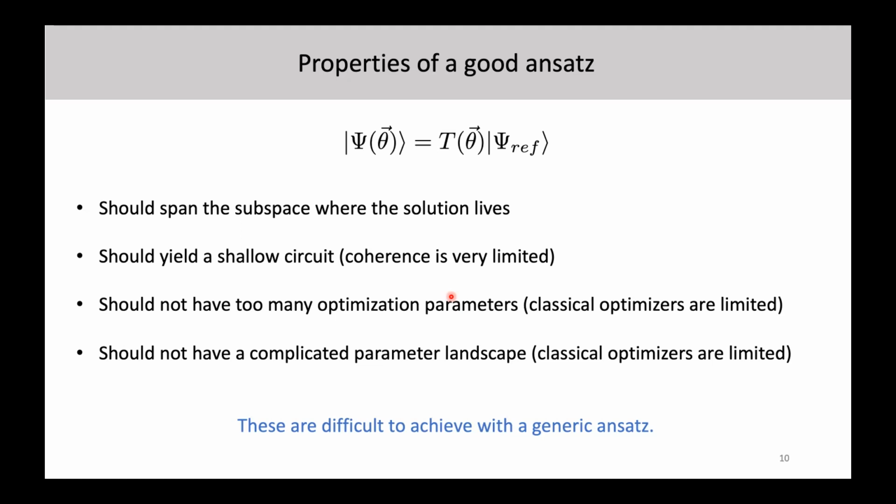It shall not have too many optimization parameters because, although in VQEs we're trying to offload as much of the task onto the classical machine as possible, classical optimizers are not infinitely robust, and so we need to make sure we don't overwhelm them. And similarly, we want to make sure that the landscape of the cost function is not too complicated so that the optimizer does not get stuck. Trying to achieve all of these at the same time in the same ansatz is notoriously difficult, but I'm going to hopefully try to convince you that some approaches are better than others in this respect.